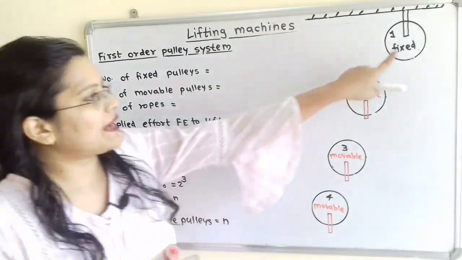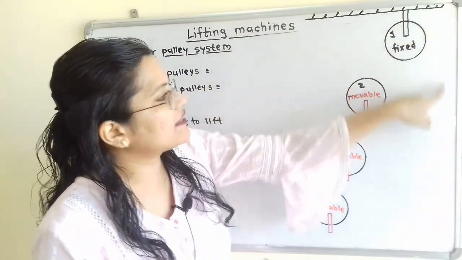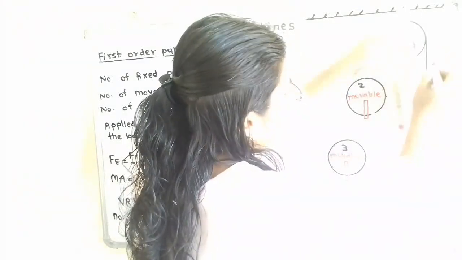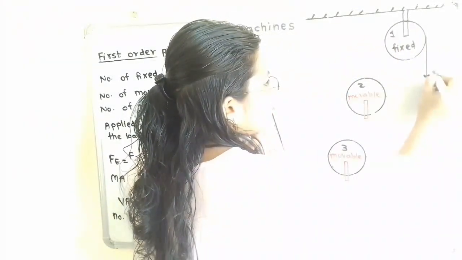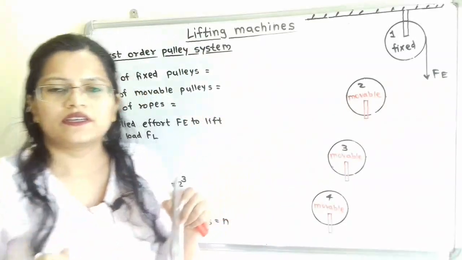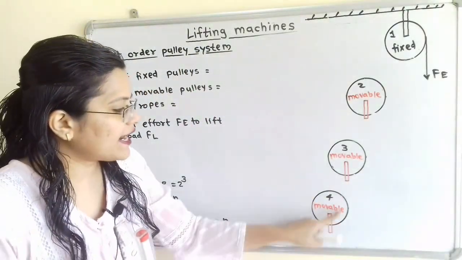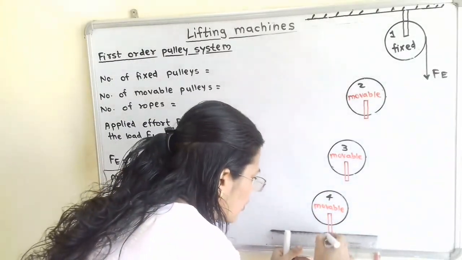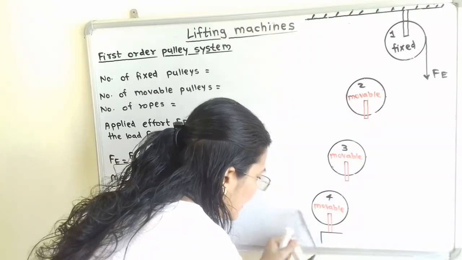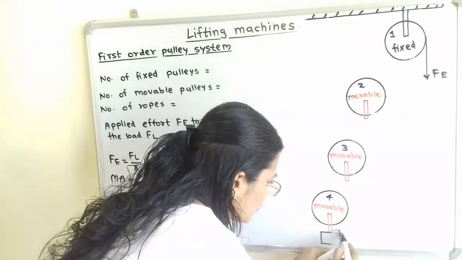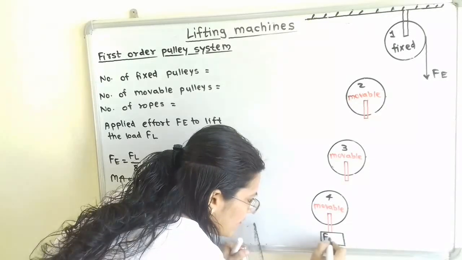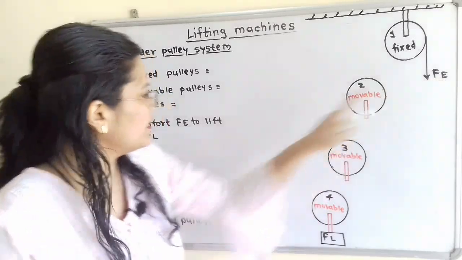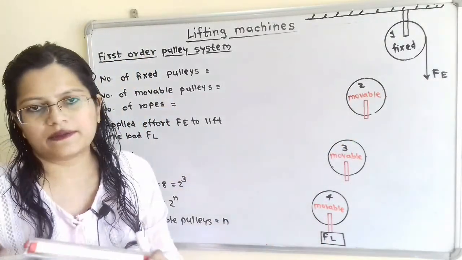Now effort is applied to the rope which is provided at the fixed pulley. So I will show here effort which is applied at the fixed pulley, and it is known as Fe. Then load provided at the last pulley, that is the fourth pulley. So we will provide here load, and that is known as Fw. So total load is Fl, F to the base L. So we can say that applied effort Fe to lift the load Fl.